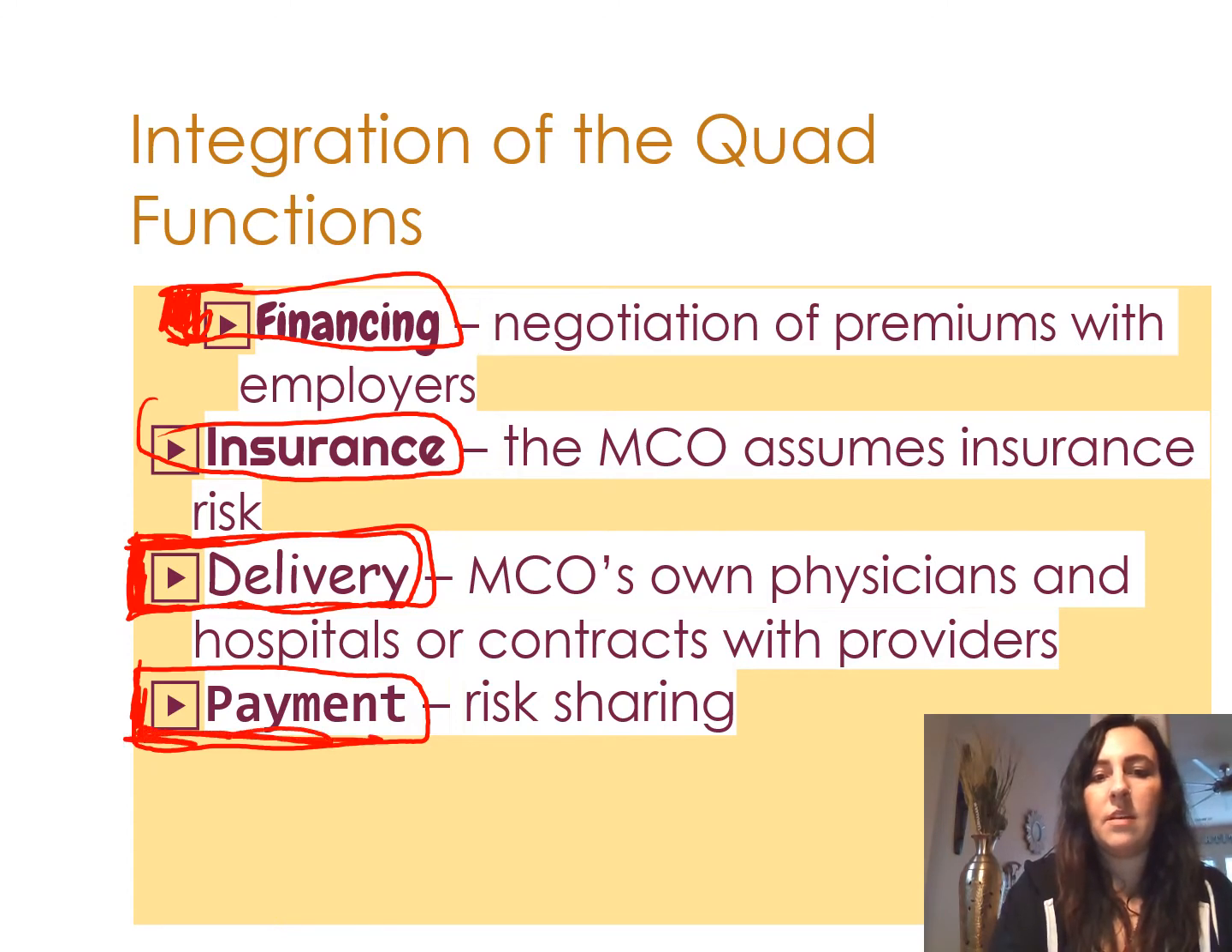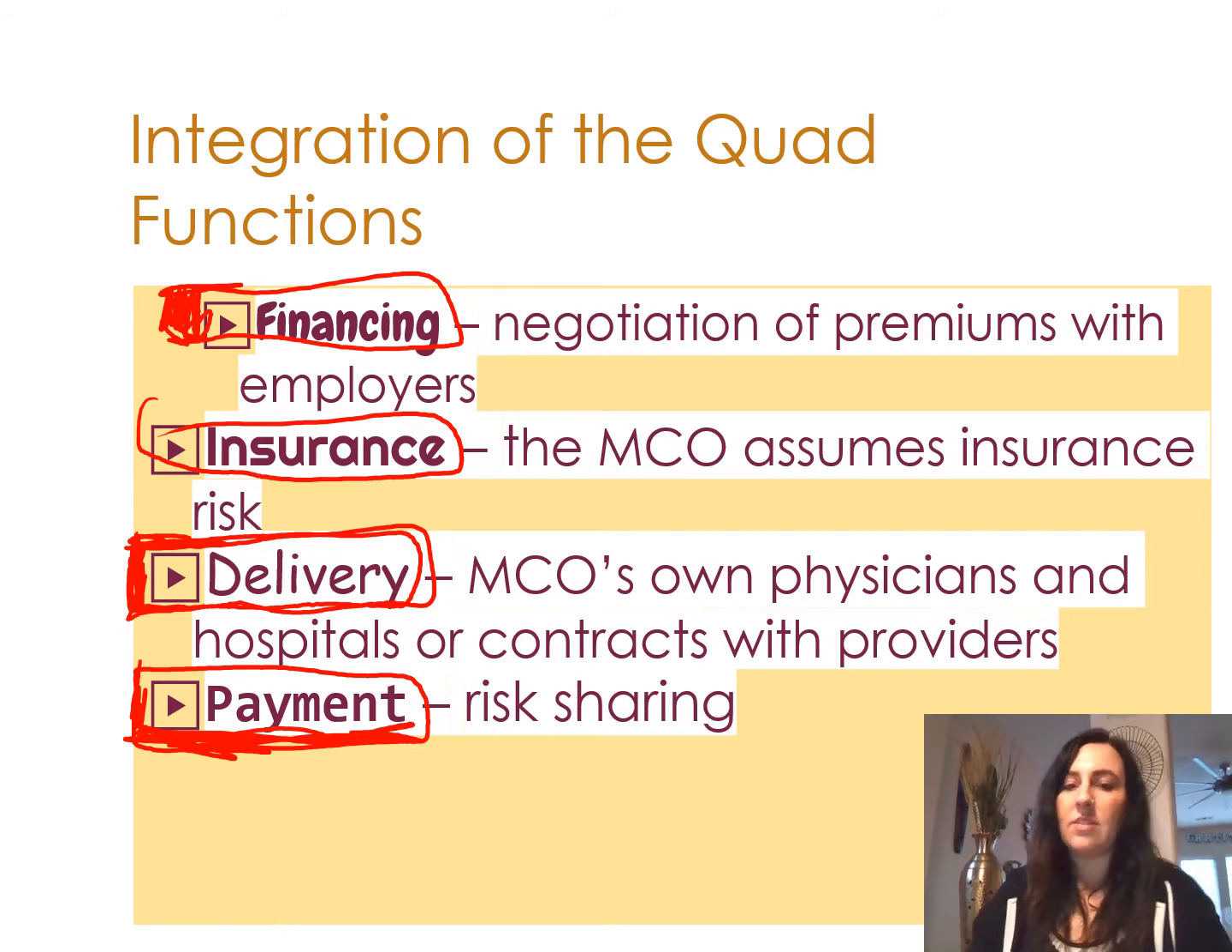Payment is basically, in a managed care system, like risk sharing. The managed care organization doesn't necessarily assume full risk of the beneficiaries, of the patients that are beneficiaries of the managed care organization.